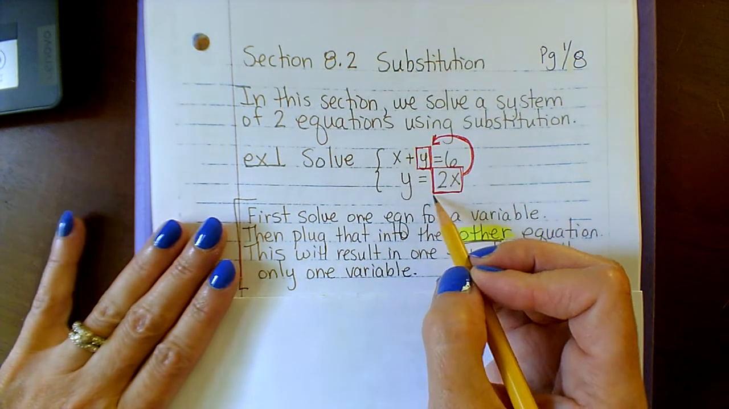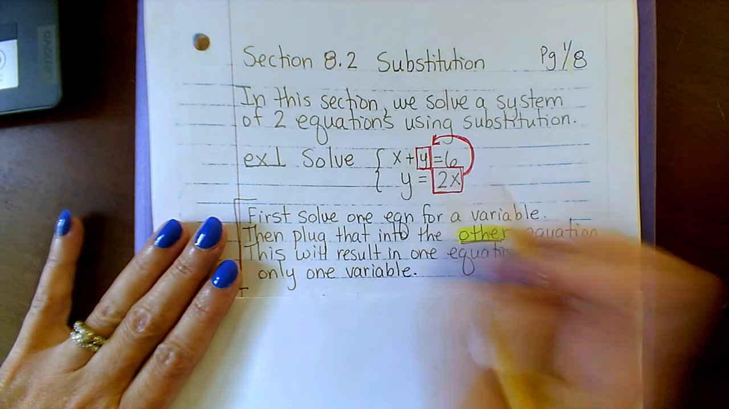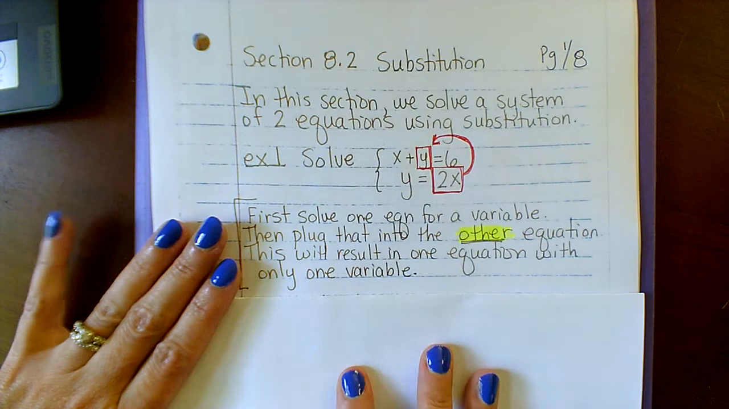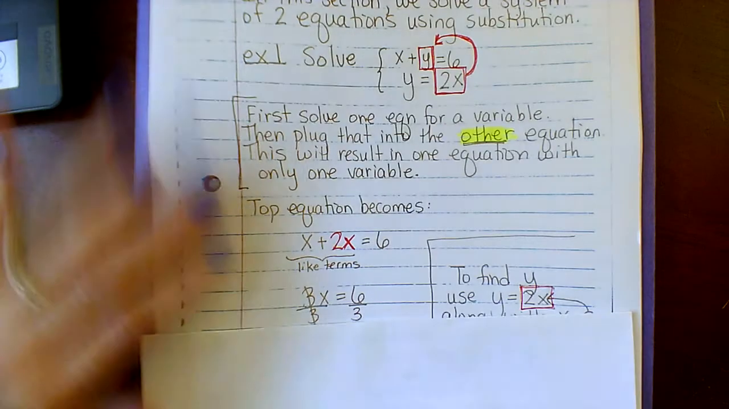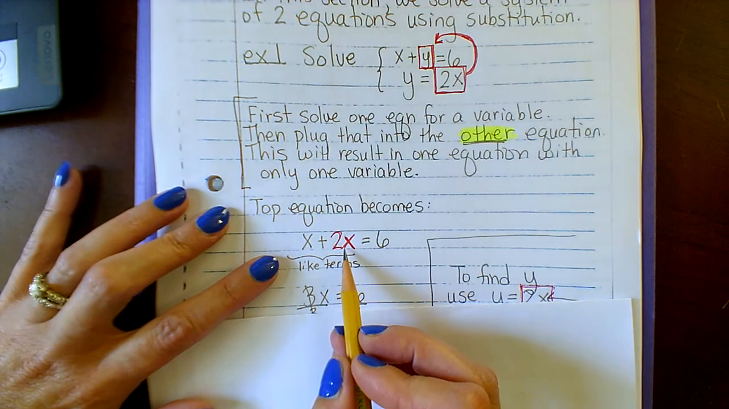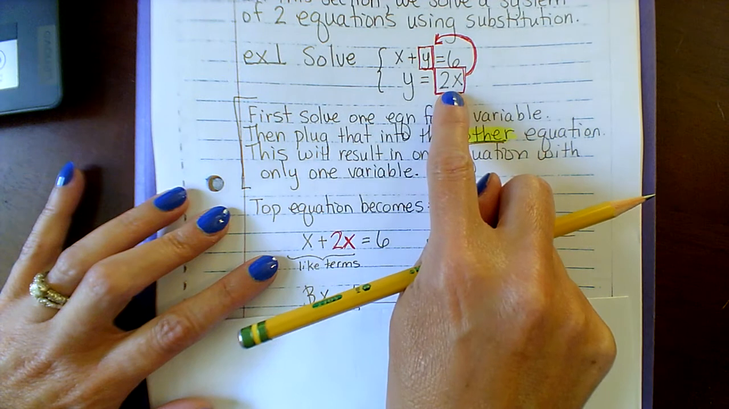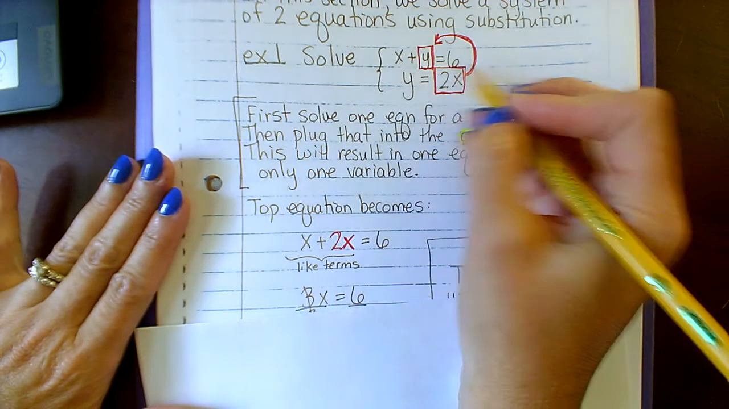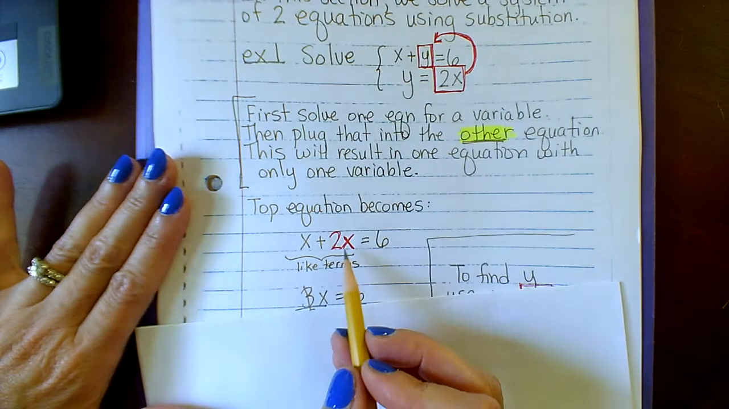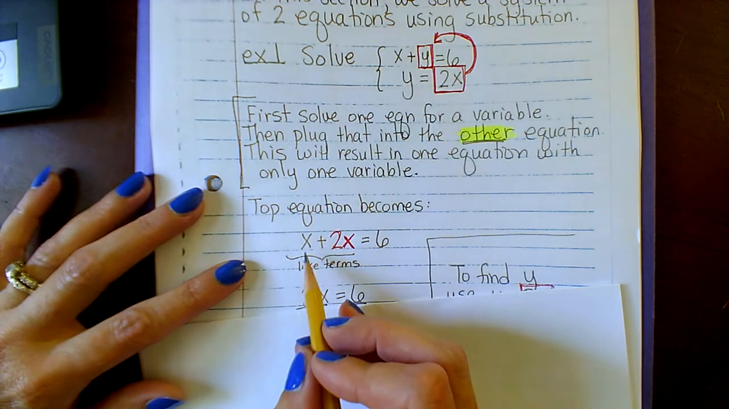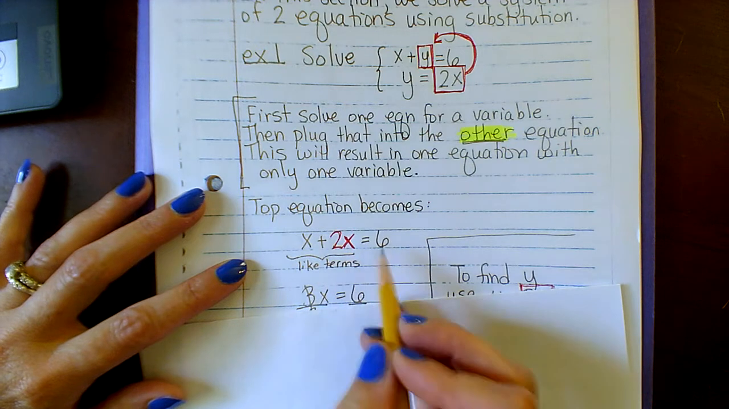So we're going to take this 2x quantity and substitute it right here. We're going to replace this y with something that is equal to y, and that is this 2x. So here's what my top equation becomes. Instead of x plus y equals 6, we have x plus, instead of y, we've substituted this 2x in for y. I'm going to use the same color scheme every single time to emphasize where the substitution is taking place and what it looks like after the substitution is made.